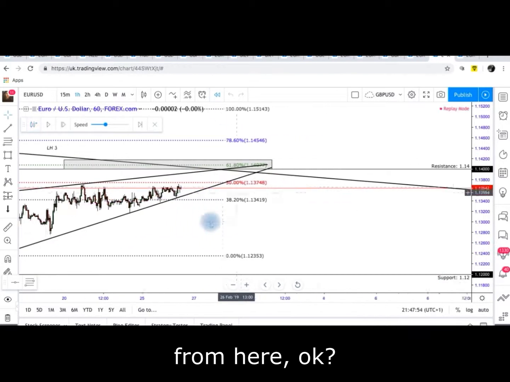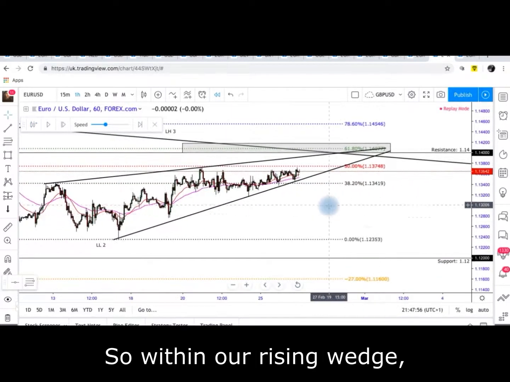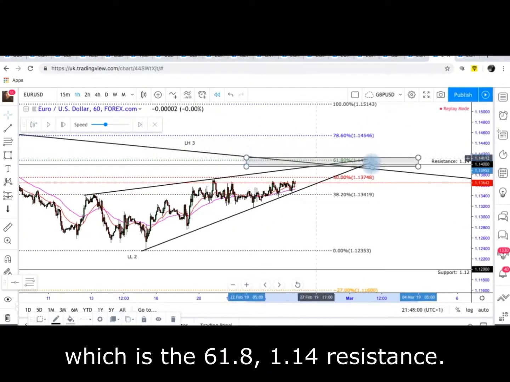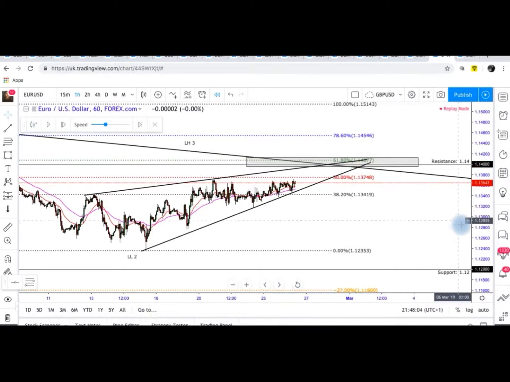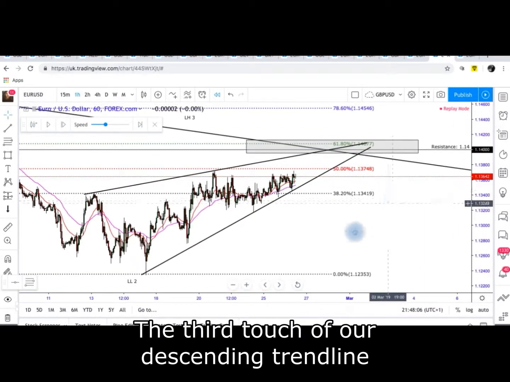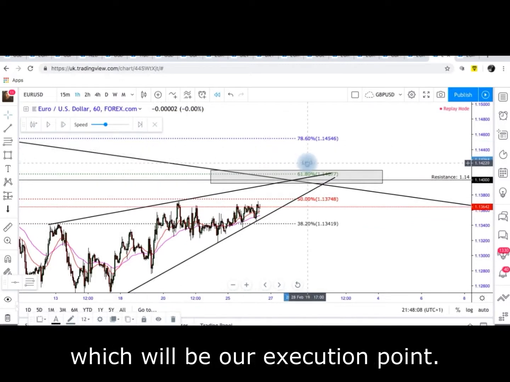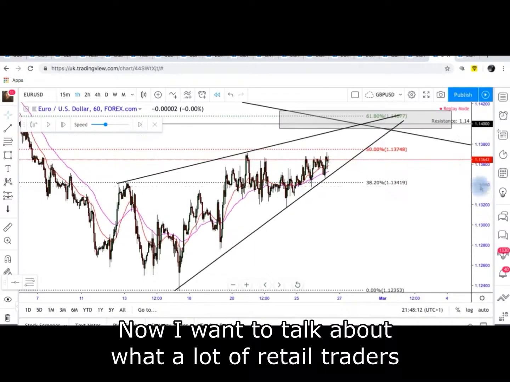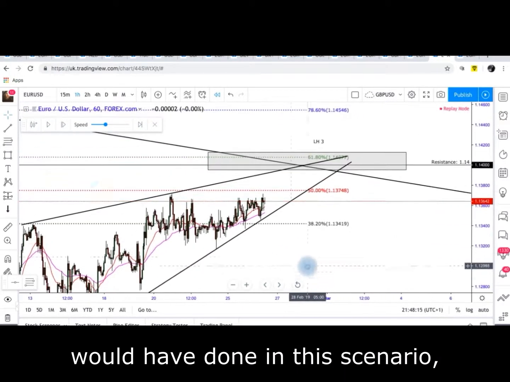From here, we're within our rising wedge. We're beginning to approach our favoured area of interest, which is the 618, the 114 resistance, the third touch of our ascending trend lines. We're anticipating a lower high number 3, which would be our execution point. Now, I want to talk about what a lot of retail traders would have done in this scenario.